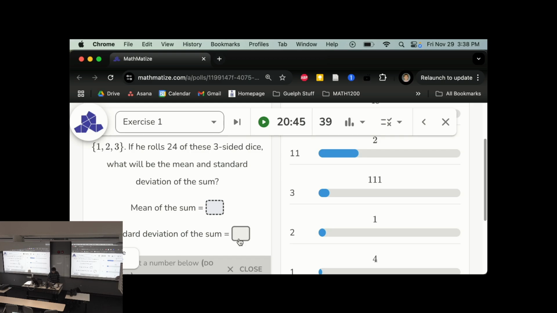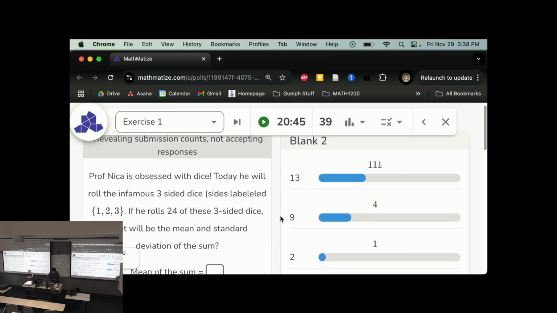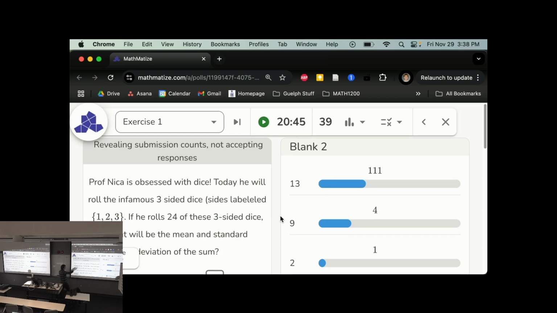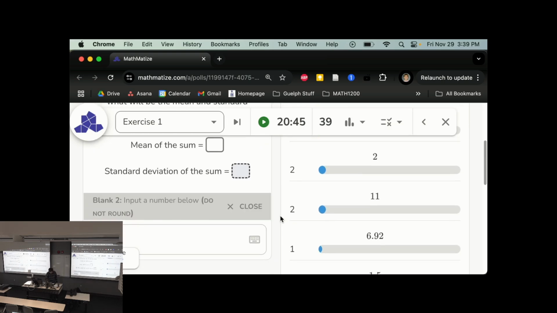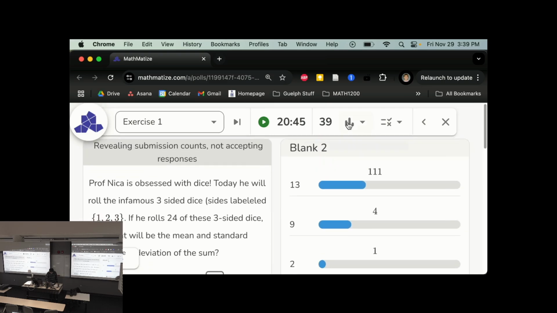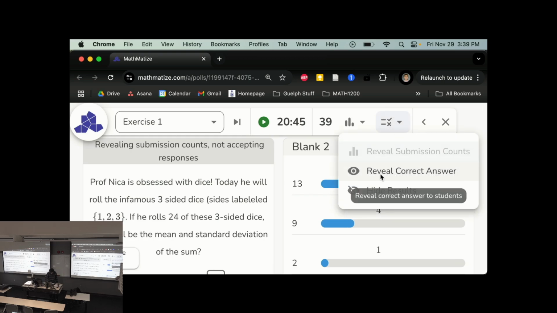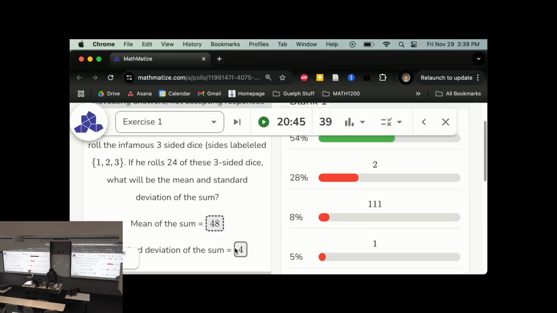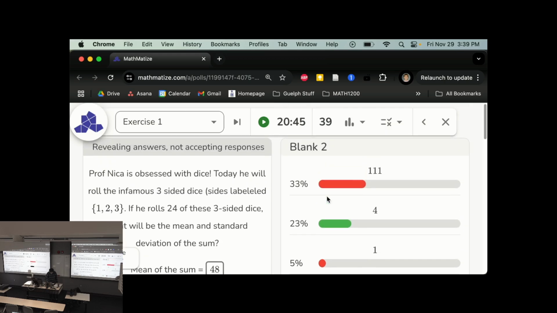Let me see if anybody got this one right. What is the standard deviation? 13 people said they don't know. The most common answer after that was 4. Let's see, any other common answers? After that, it was pretty split. Some other things. The correct answer is indeed 4. So it's 48 and 4. So if you got that right, congratulations. If you didn't, let's do it together.